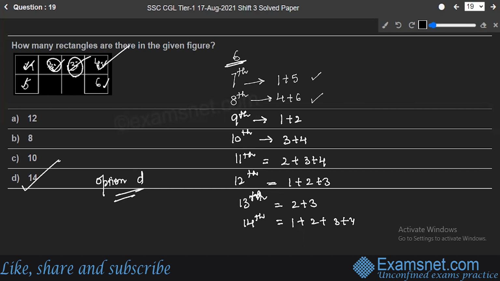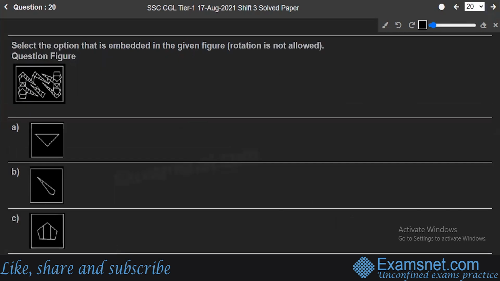Let's move to the next question, number 20. We have to select the option that is embedded in the given figure. Rotation is not allowed. So just take a close look at the given figure and see which of these is embedded in the given question figure. Let's look at the rectangle over here very closely. If you look at the rectangle, it lies over here.